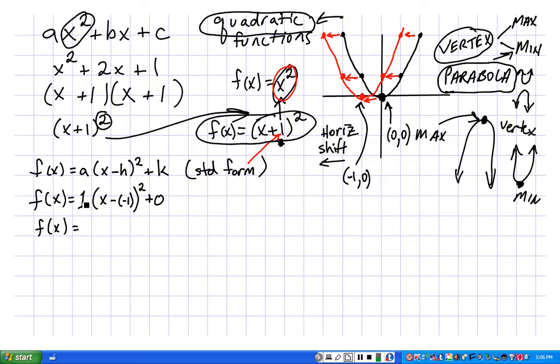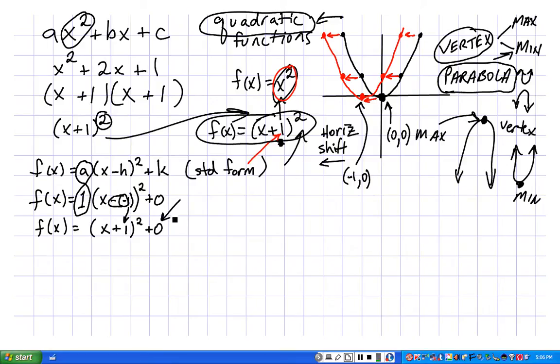we wouldn't write the 1. Okay, so it'd just be out here. It's understood that a 1 is out here. I just wrote the 1 to show you that there is an A out here, but we really don't write it if it's just 1. And the fact that we have a minus and a negative together becomes plus. We bring our 1 down, squared, and you have plus 0. Since there was nothing out here, that's the same as saying plus 0.